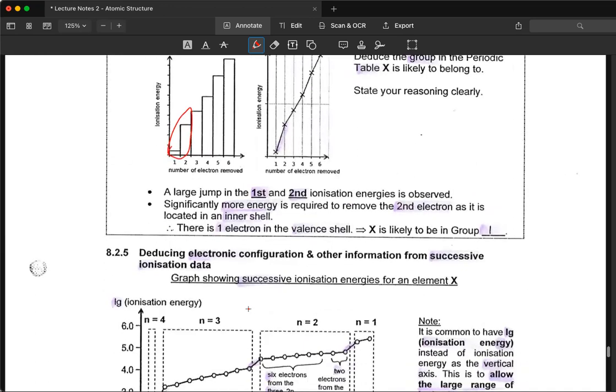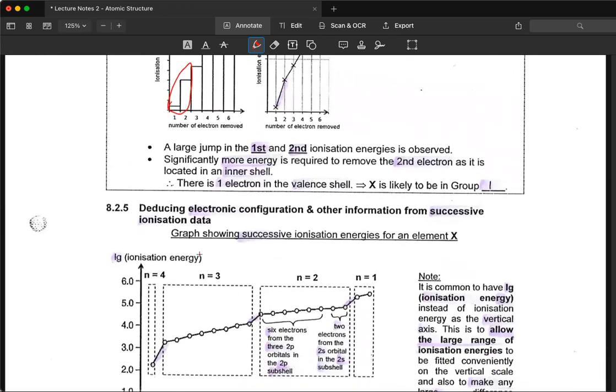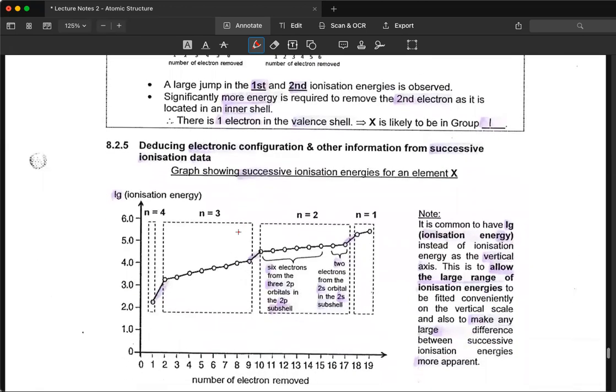Now, to deduce electronic configuration and other information from successive IE, take note that when you look at a question like this, you sometimes will see the question presented in logarithm form, because they want to allow for a larger range of IE, because the values could be very large.